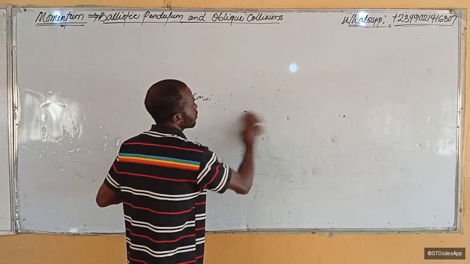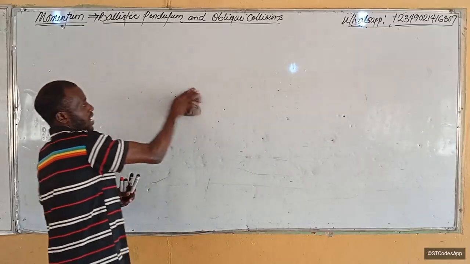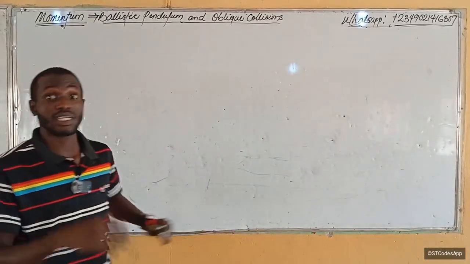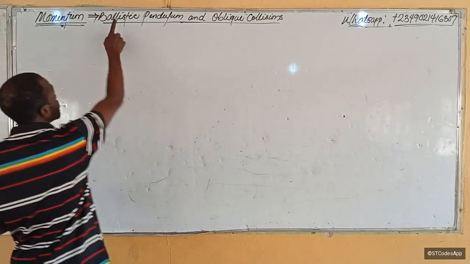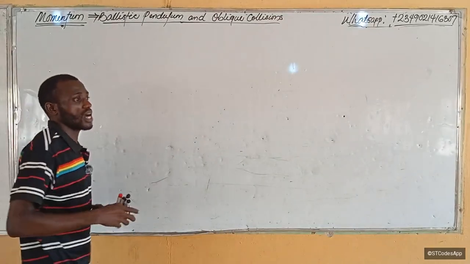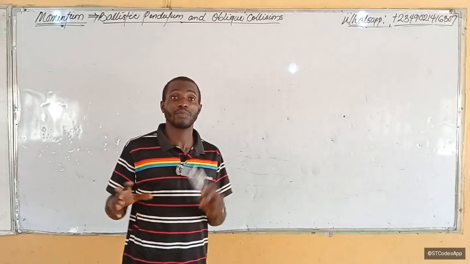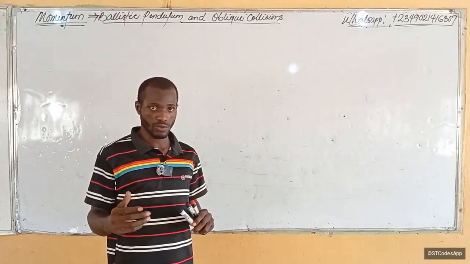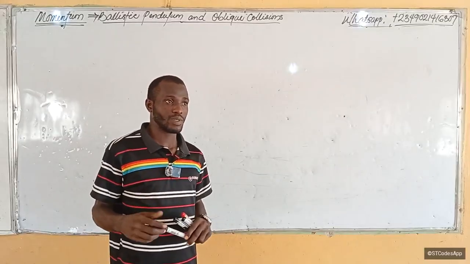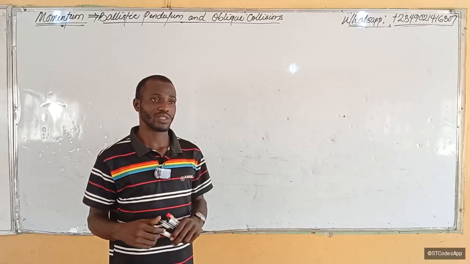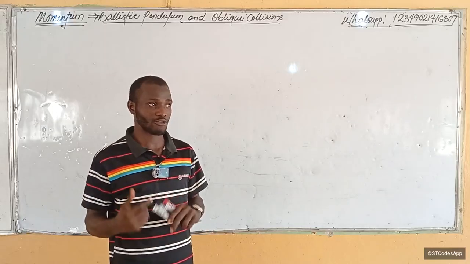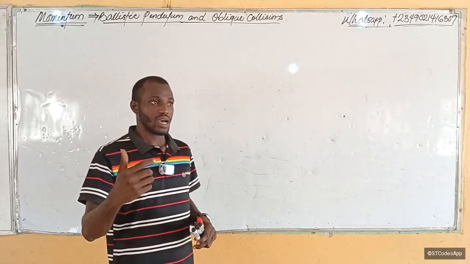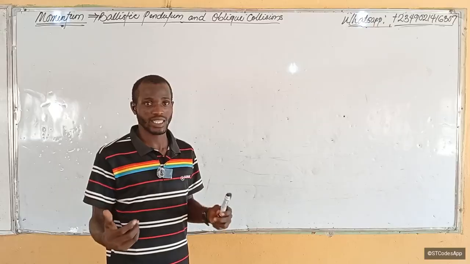Now, for the ballistic pendulum, I compiled only two questions so that the video will be quick. The ballistic pendulum is a type of pendulum that is used to measure the speed of bullets. So if you have heard people say this is the speed of this particular bullet, or the gun can shoot a bullet at this speed, I've seen movies where they say that.